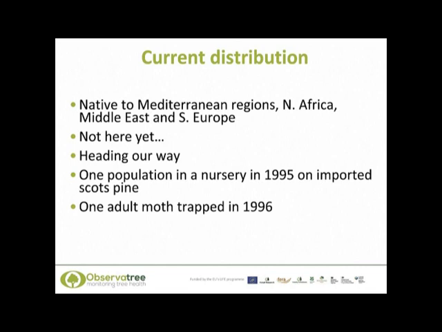So the pest is not established in the UK, but we have had one transient population of larvae, which was found in a UK nursery in 1995 on Scots pine plants, which had been imported from Italy the year before. So this outbreak was successfully eliminated, and we've also caught an adult in a light trap in Berkshire in 1996, but the origin of that moth was never traced.